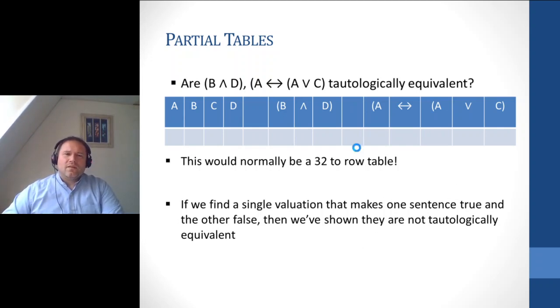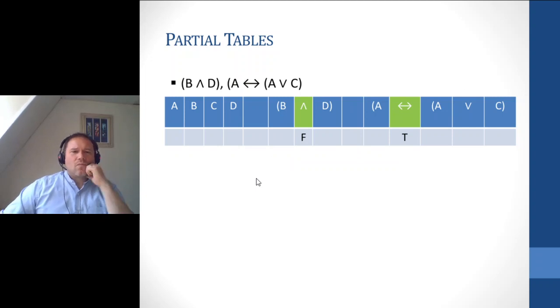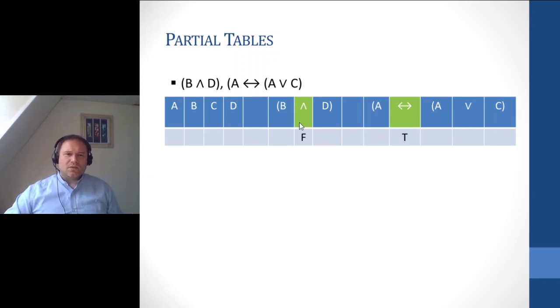Well, what we need is a case where one sentence is true and the other is false. We can do this either way, but let's suppose what we're going to try to do is make our first sentence false and our second sentence true. Okay, so we fill in the relevant value we want under the main operator for our two sentences.